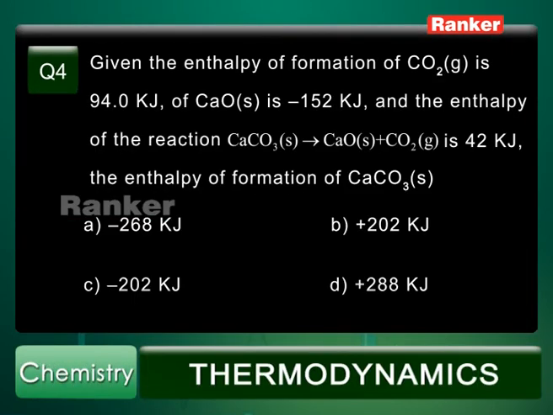Question number 4. Given the enthalpy of formation of carbon dioxide is minus 94 kilojoules and that of calcium oxide is minus 152 kilojoules, and the enthalpy of the reaction CaCO3 gives CaO plus CO2 is 42 kilojoules. Find the enthalpy of formation of the CaCO3.